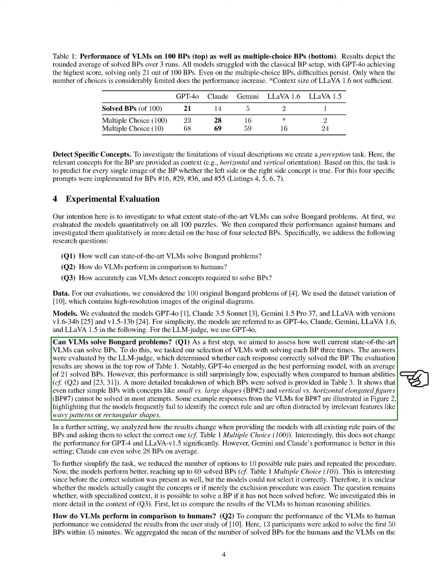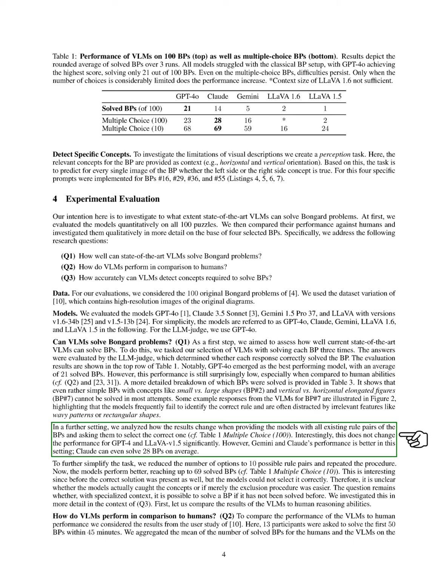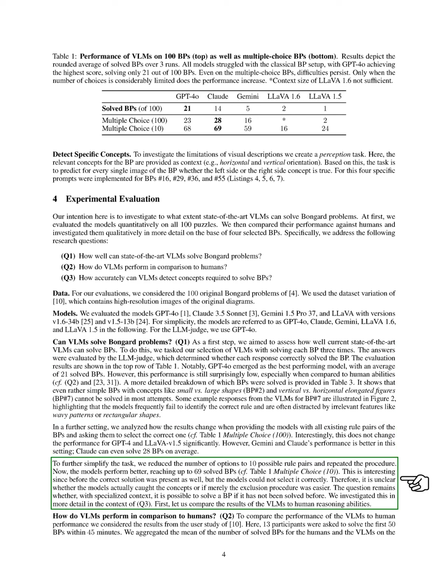We also tested the models by providing them with all possible rule pairs for the BPs, which improved performance for some models, particularly Claude, which solved an average of 28 BPs. When we reduced the options to 10 rule pairs, the models did even better, solving up to 69 BPs. However, it remains unclear if this improvement was due to better understanding of concepts or simply easier elimination of incorrect options.